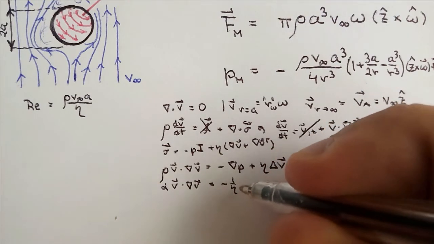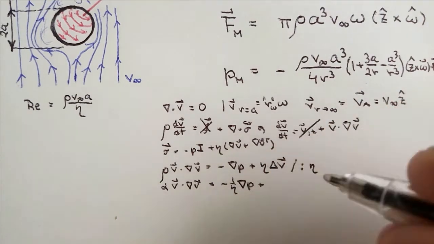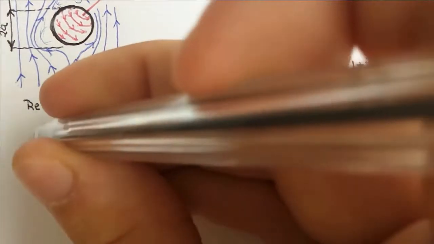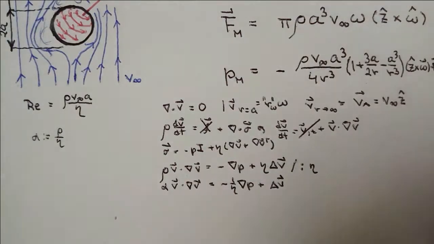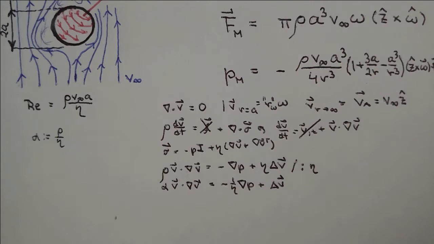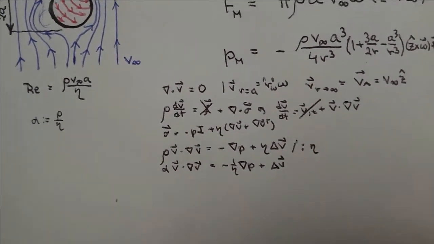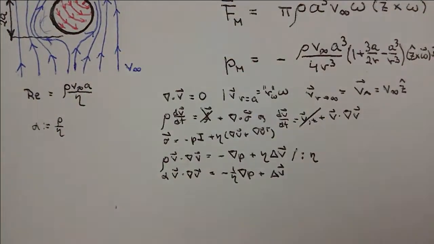So there is a minus p plus Laplacian of v, where alpha is defined as rho over dynamical viscosity eta. This equation I will solve for small alpha. So let us write the Adomian decomposition method.